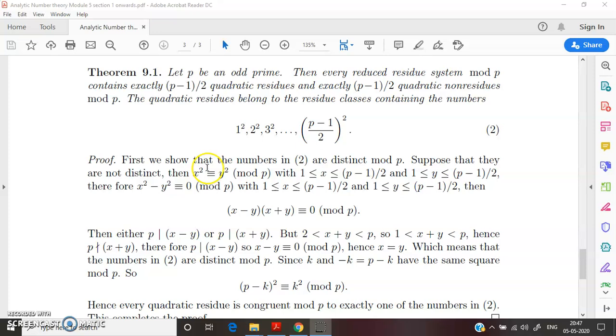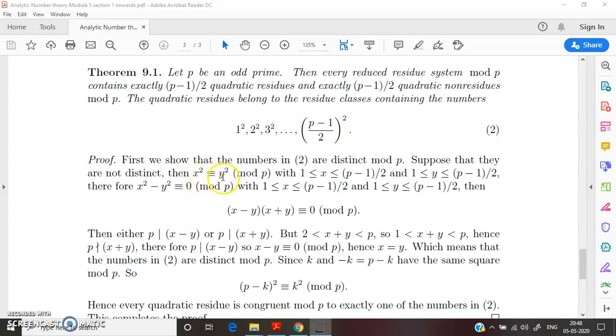So the proof is quite simple. First we show that the numbers in 2 are distinct mod p. That is, we have to show that each of the remainders which we are getting is distinct. For that, suppose that they are not distinct, then clearly some of the numbers will be the same. That is, x square is congruent to y square mod p, where x is a number between 1 and p minus 1 by 2, and y is also a number between 1 and p minus 1 by 2.